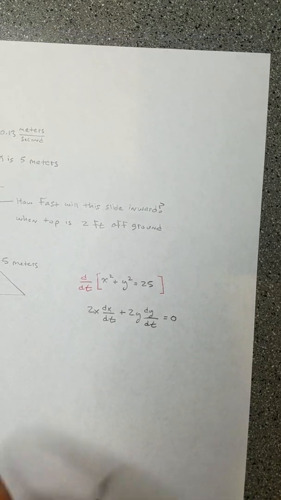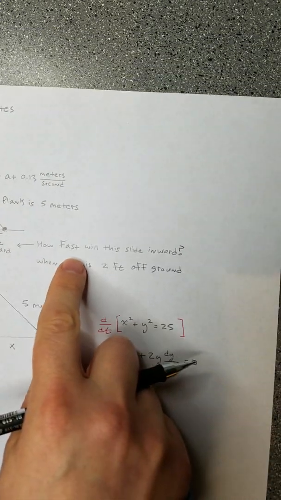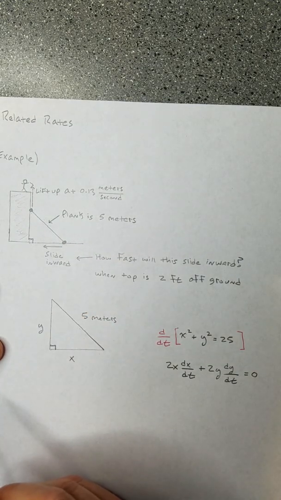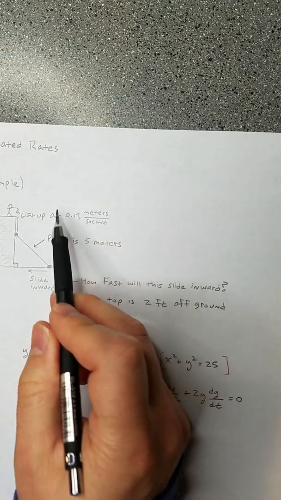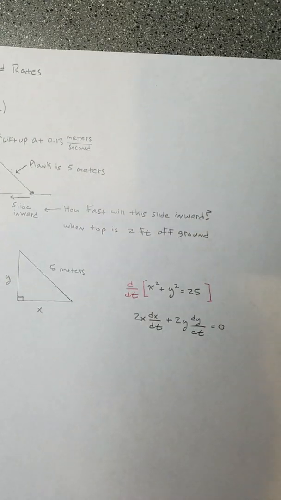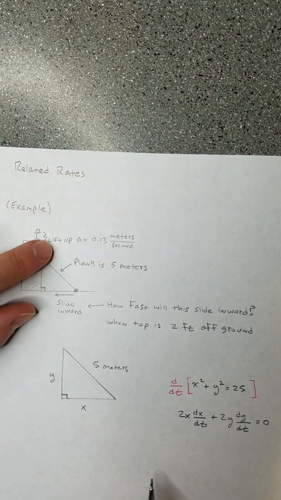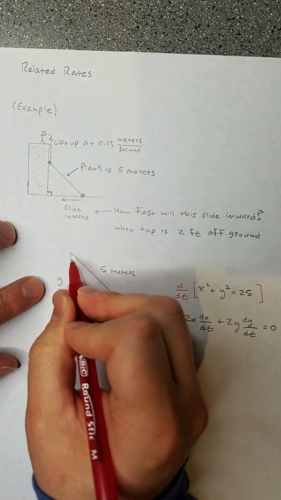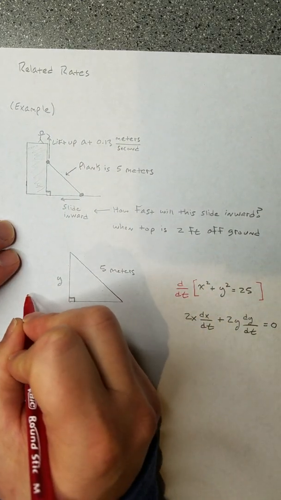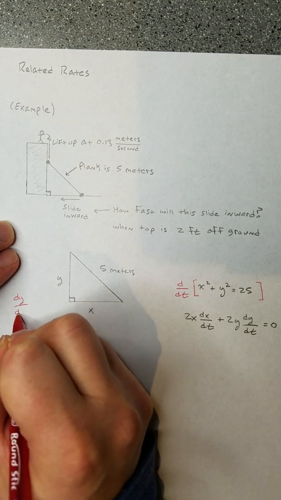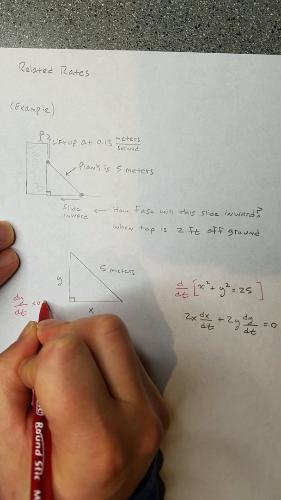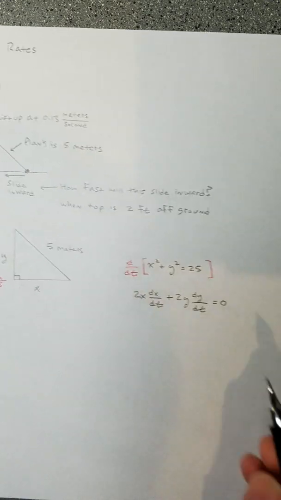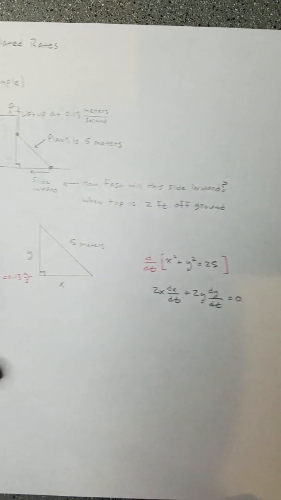If I say how fast will the bottom slide inward, if that's what I'm after, I say, well, the bottom's sliding inward at so many meters per second. I have to somehow incorporate the fact that I know how fast the top is sliding up. So if I say that I'm lifting up the top at 0.13 meters per second, then that means that about this aspect of that triangle, I know dy dt is 0.13 meters per second.